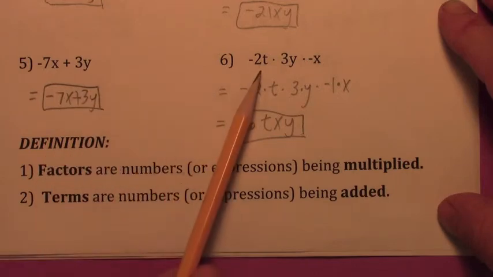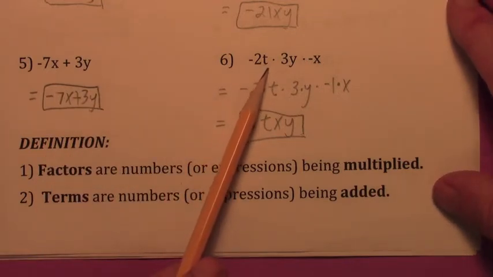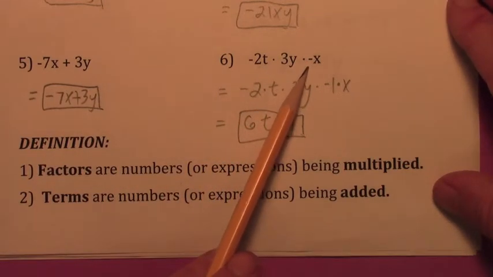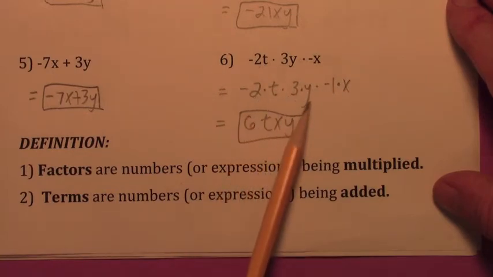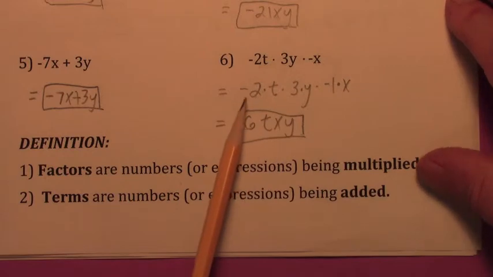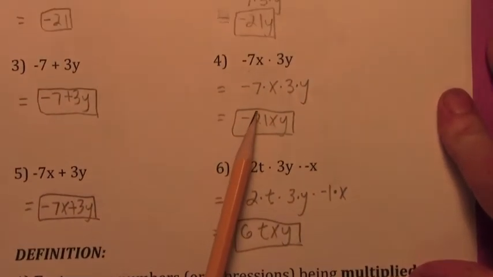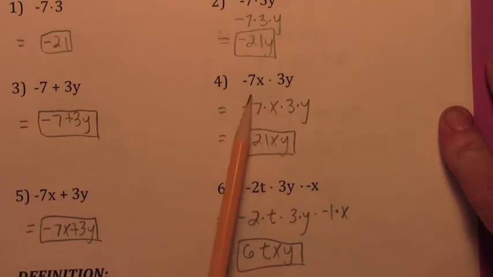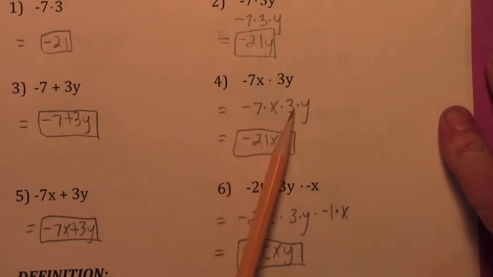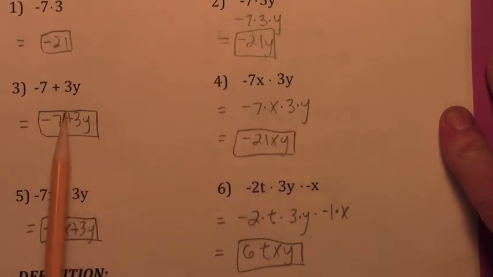But when you multiply on this one right here, this is negative 2 times t times 3 times y times negative 1 times x. You could think of this as 6 factors, right? There are 6 numbers being multiplied here. Let's go back. How many factors do you see here? There's really 4. There's negative 7 times x times 3 times y. 4 factors.